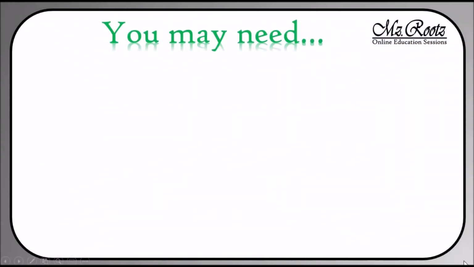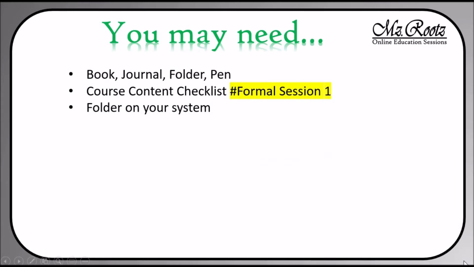For this session, you may need your book, journal, folder and pens to make notes, and your course content checklist. By now you should be making logs of your progress. If you don't have this document, access Session 1, have a look within the description box, and there is a link there for you to download the document. And last but not least, access to your folder on your system so that when you are downloading the documents for this session, they are put in a centralized place, nice and orderly for your access.